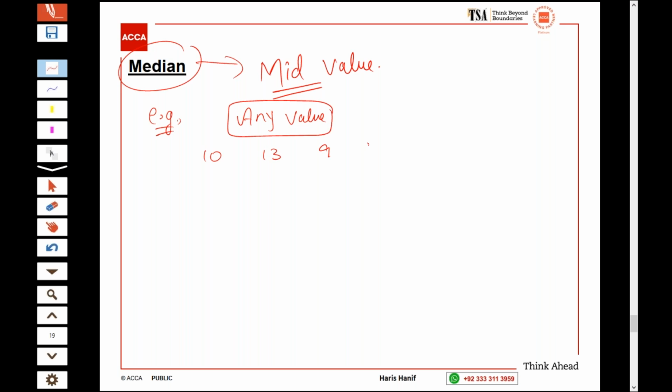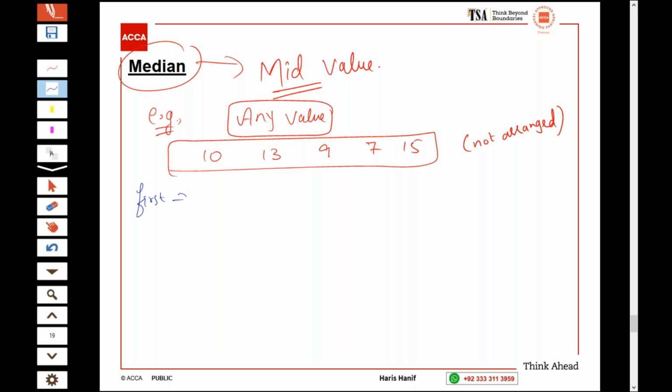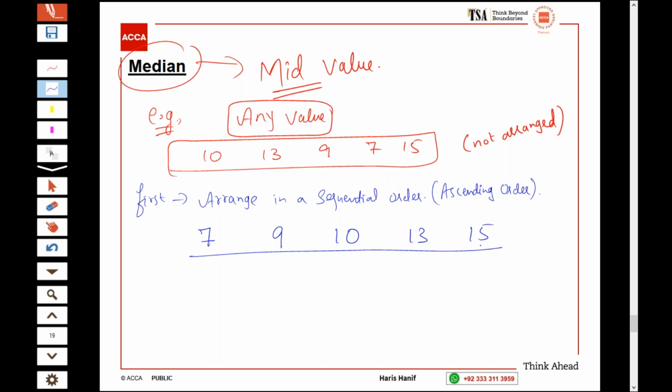The values were 10, 13, 9, 7 and 15. Now these are the values which are not arranged. What you are supposed to do, first you should arrange in a sequential order, all right, ascending order. That is number 7, then number 9, then number 10, then number 13, and then number 15. Now, which one is the middle value? It's 10. So that is known as the median average. You need to arrange the data first in ascending order, not descending order, and then find out the middle value. That is known as the median average.